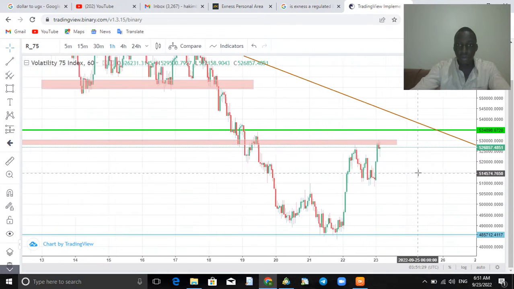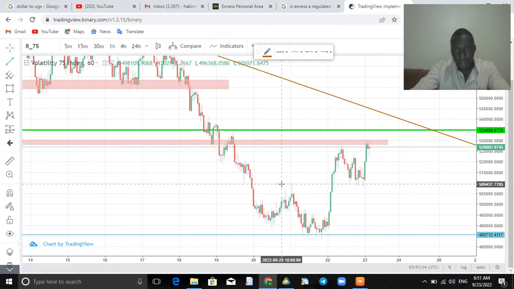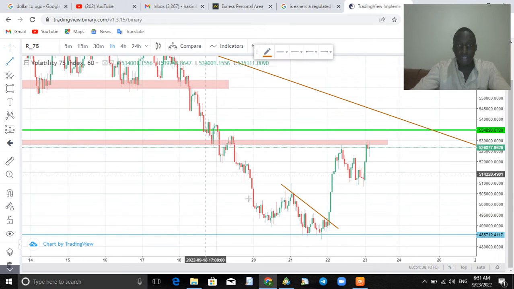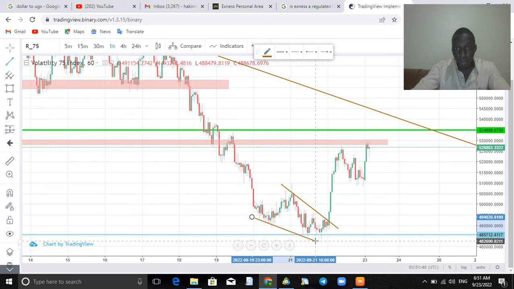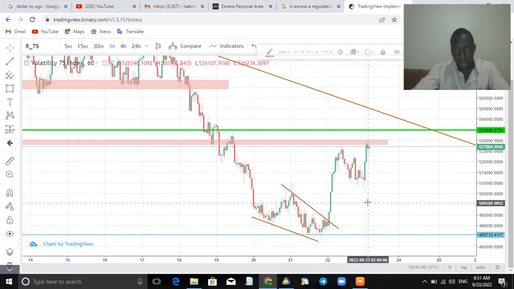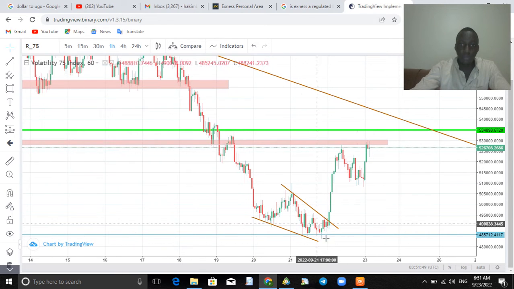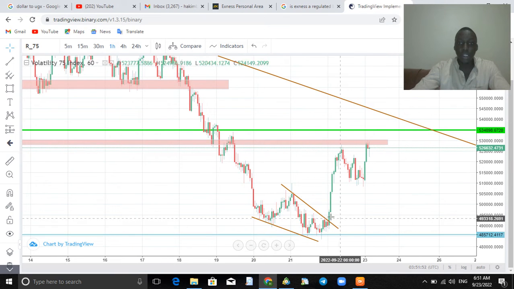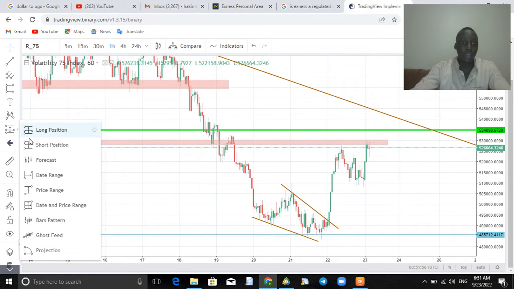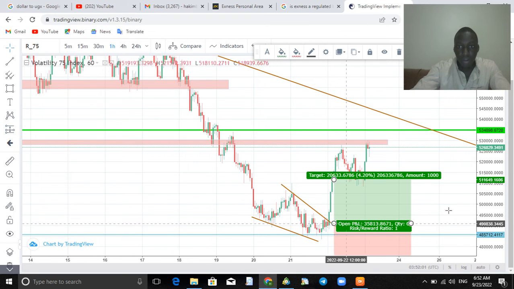Now if I try to zoom out, you can clearly see that if you connect these recent low highs and you connect these recent high lows, you can clearly see that we had a reversal pattern. In this reversal pattern, we had a little bit of an inverted head and shoulders, which broke these low highs, and we obviously went long on this pair.